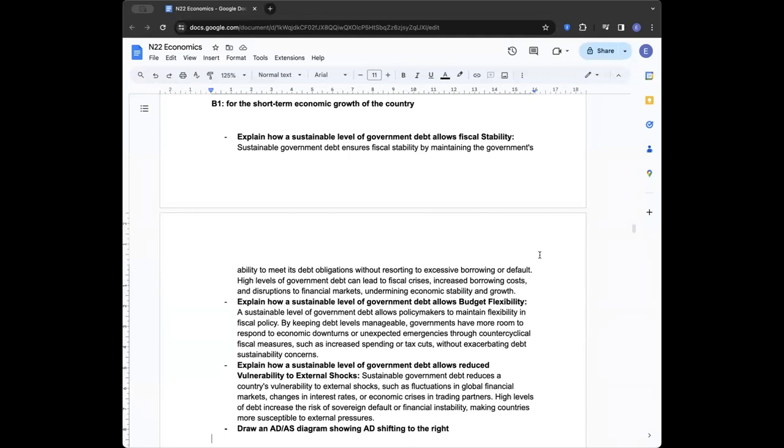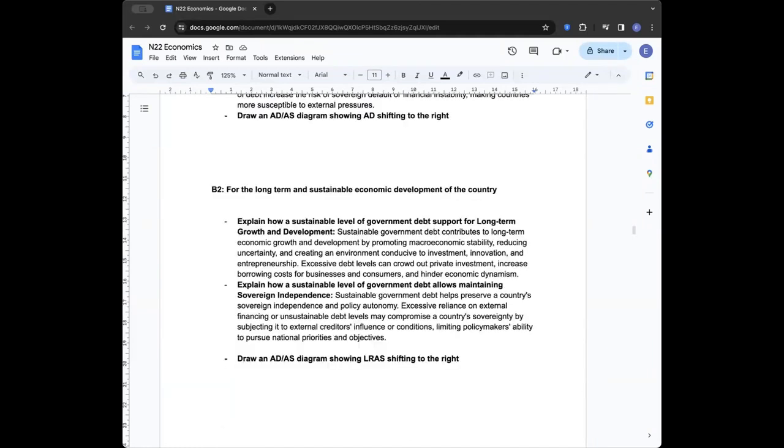Also, a sustainable level of government debt allows reduced vulnerability to external shocks, such as fluctuations in global financial markets, changes in interest rates, or economic crisis. In that case, a healthy government can be more resilient in dealing with the situation. I can draw an AD-AS diagram showing AD shifting to the right.